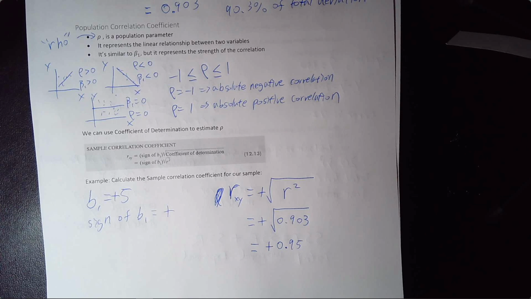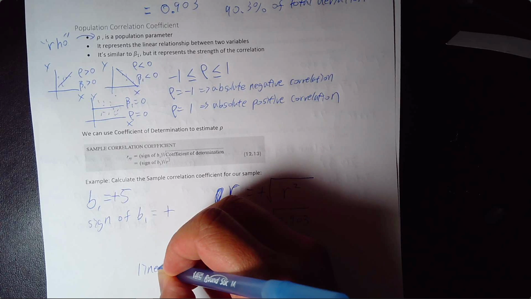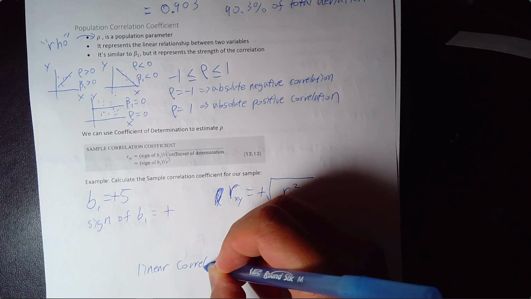And just one last note: whenever we're talking about correlation coefficient or just correlation, we're always talking about linear correlation.